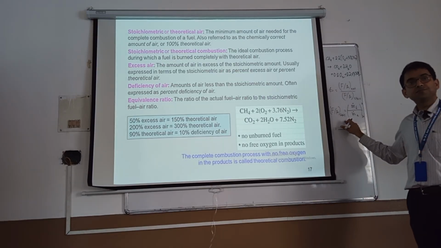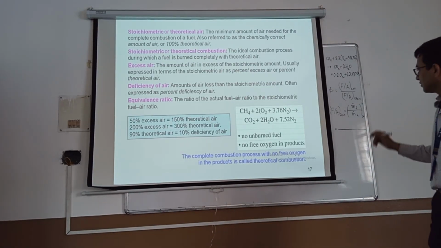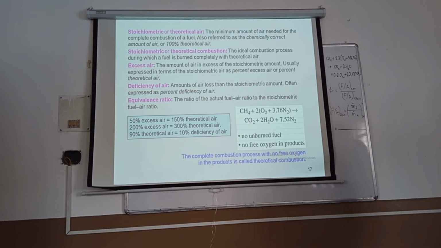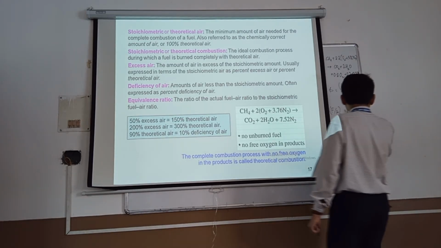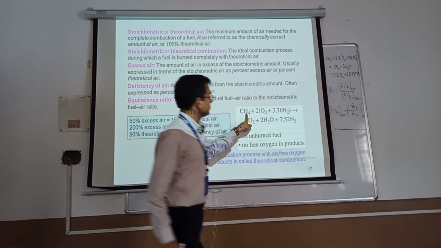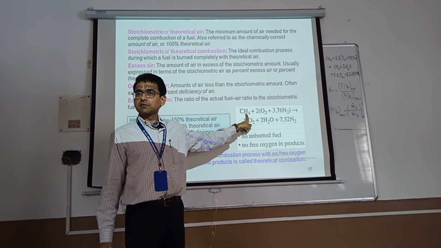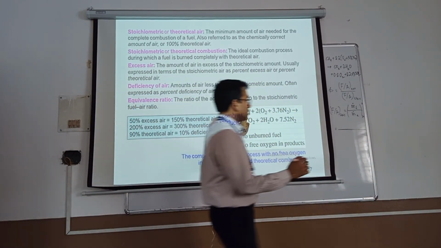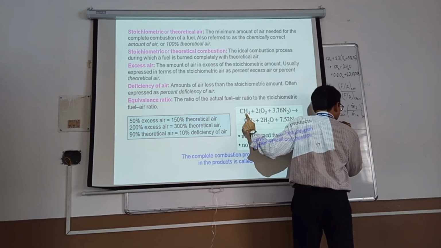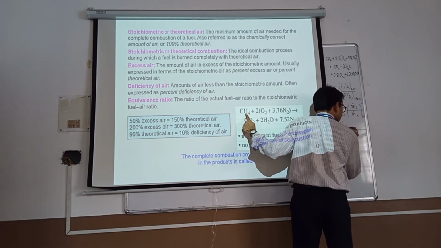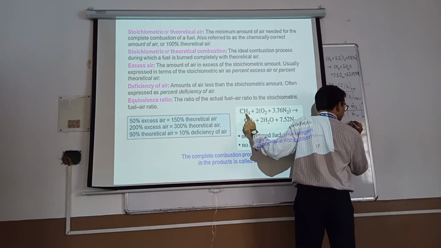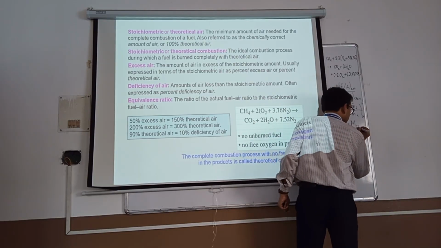Mass means what? Total mass means what? Exactly. Number of moles multiplied by molar mass. So for fuel, what is the fuel here? Methane. Here is the fuel. So that means number of moles of methane, 1, multiplied by molecular weight of methane or molar mass of methane.